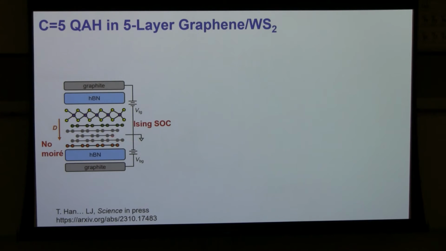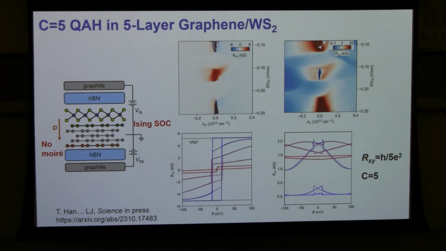What we did is that we put this 5-layer rhombohedral graphene on a WS2 layer, which has strong spin-orbit coupling. And it can lend some of that Ising spin-orbit coupling to the neighboring graphene layers. And we do the same trick of applying top and bottom gate voltage. Eventually, we found at the charge neutrality of this device in a certain range of displacement field, we can observe quantum anomalous Hall effect with a Chern number equals 5.